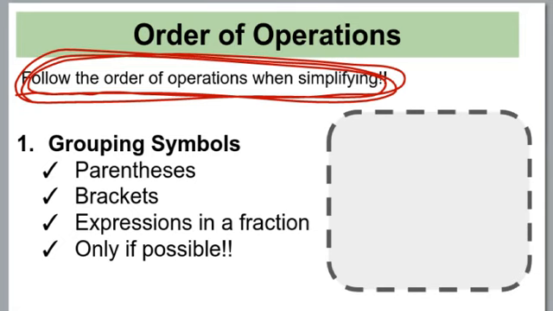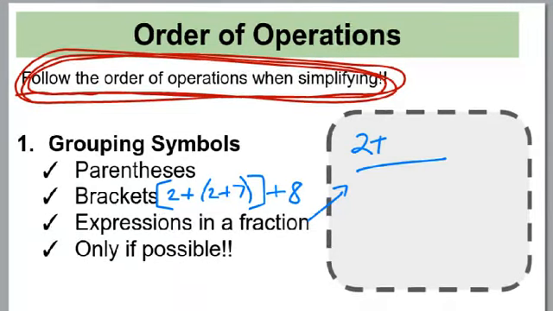So with grouping symbols, we have parentheses, brackets, and expressions in a fraction, and we're only going to work the grouping symbols if it's possible. We already know what parentheses look like. Brackets are used when there are multiple sets of grouping symbols. Expressions in a fraction have operations happening in the numerator and the denominator. That's considered a grouping symbol. You would simplify the numerator and then simplify the denominator.